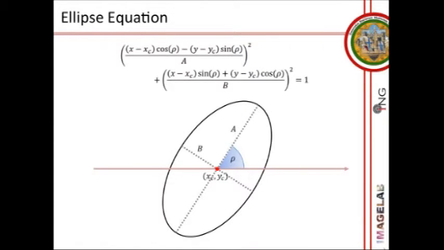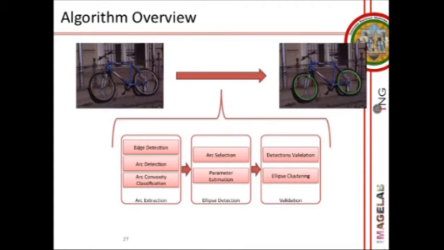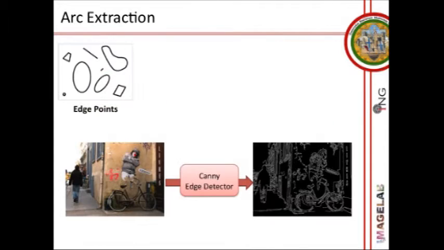So, well, this is just the equation of an ellipse. We have to estimate 5 parameters. And now I show you the algorithm overview to show you how we tackle every step.